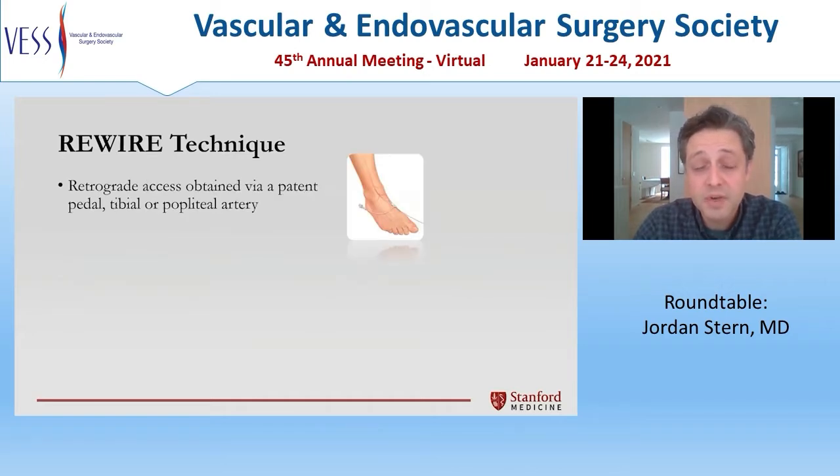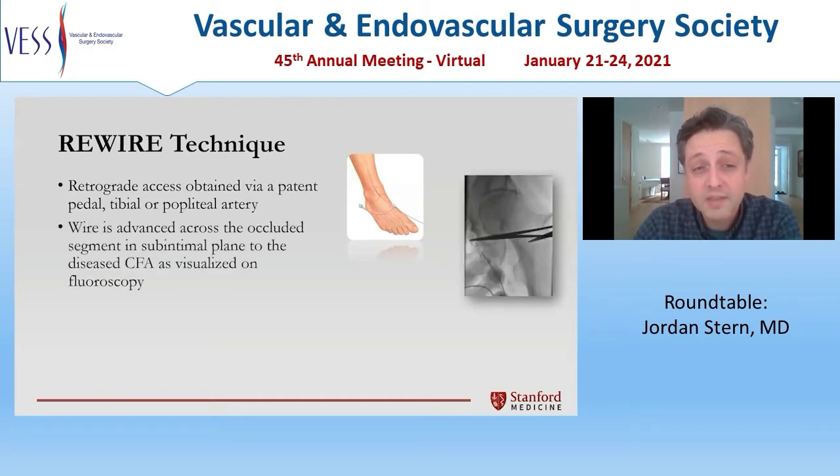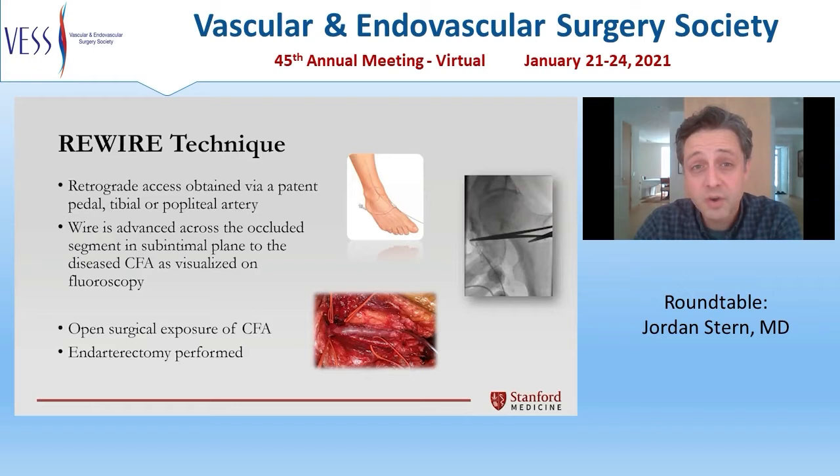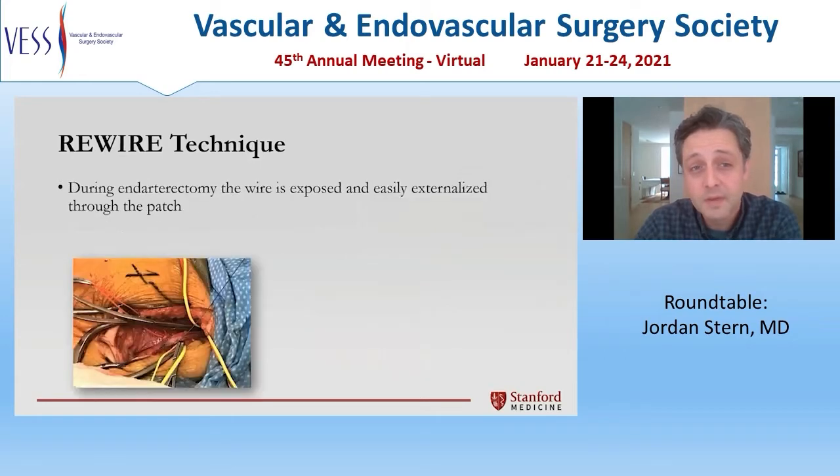The technique begins with retrograde access obtained via a patent pedal, tibial, or popliteal artery. The wire is then advanced across the occluded segment in a subintimal plane to the level of the common femoral artery as visualized on fluoroscopy. In our practice, we generally use the femoral head as a marker for this. Next, open surgical exposure of the common femoral artery proceeds in the standard fashion, and endarterectomy is performed after clamping. During endarterectomy, the wire is easily found in the subintimal plane in the endarterectomized bed and externalized through the patch.